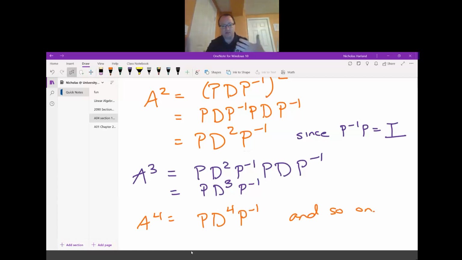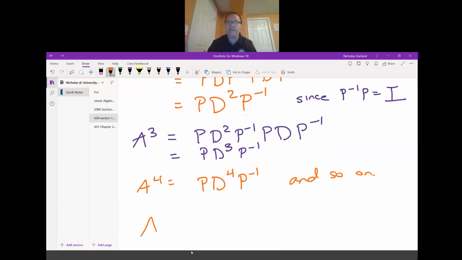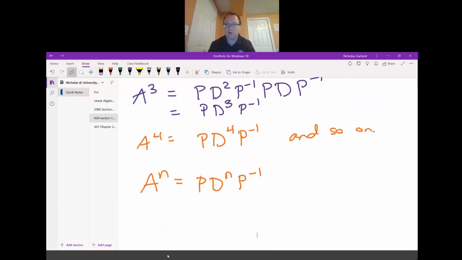In other words, if we wanted to do any positive integer power of n, that would be P times D to the n times P inverse. Specifically, n equals 2021 for our example, but there's nothing special about 2021. It would work for any positive integer power. And if you actually took the inverse of that, it would work for negative integer powers too. All right. So, yay, we have a formula.